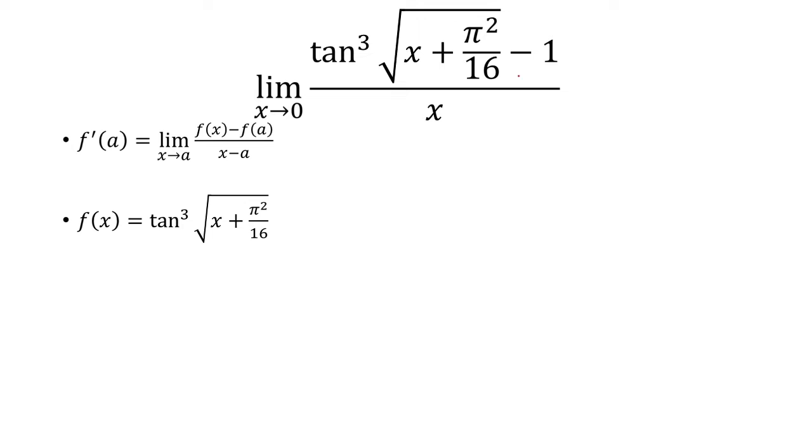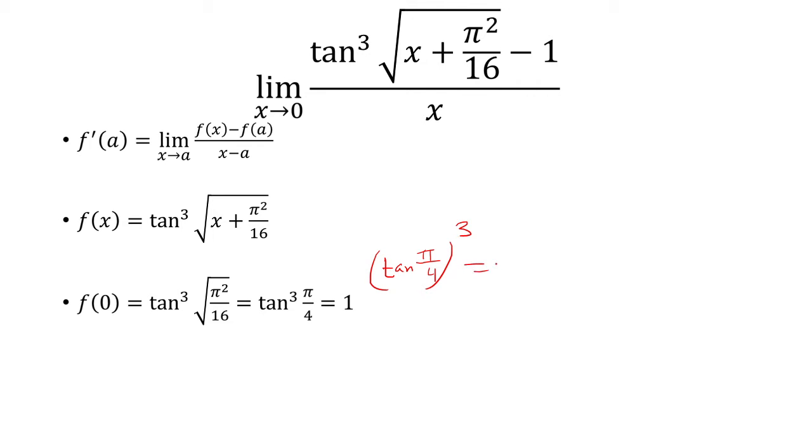But we want to make sure that f of 0 is 1. Okay, so we want to make sure that this is in the correct form. So plug in x equals 0. You have tangent cubed of square root of pi squared over 16. Taking the square root of pi squared over 16 is pi over 4. We know that tangent of pi over 4 is 1. So you can think of tangent cubed pi over 4 as just tangent pi over 4 cubed, which is 1 cubed, and that's 1. Okay, so that is good. So it's f of x minus f of 0, and the denominator is x minus 0. So that's perfect.